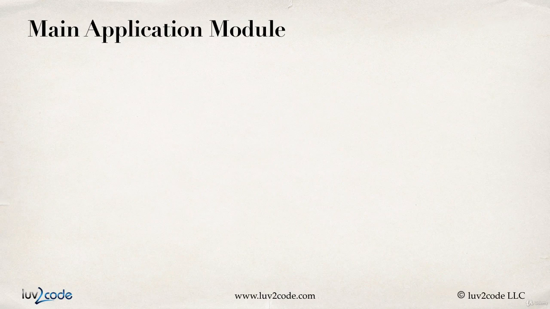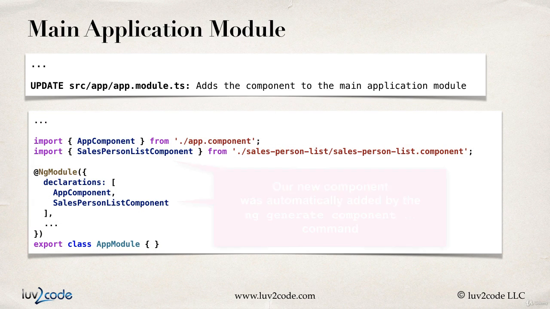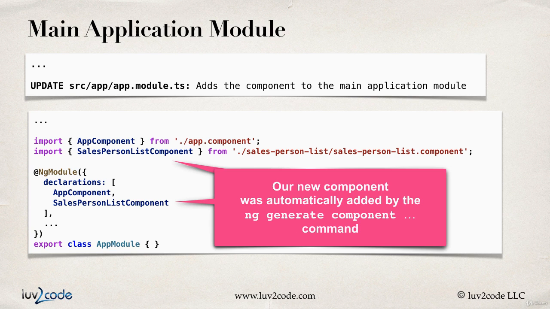So here's a bit more about that main application module. With that command, basically what they did is they modified the app module.ts and they added an import statement to the module and also a declaration for the module. So our new component, salesperson list component, they automatically updated this file. And this is actually a really nice feature. In the early days of Angular, you had to manually add this code to the app module, and it was a common pitfall for new developers. So I'm really happy now that the Angular team has incorporated this feature into the Angular CLI. Makes life much easier for us developers.